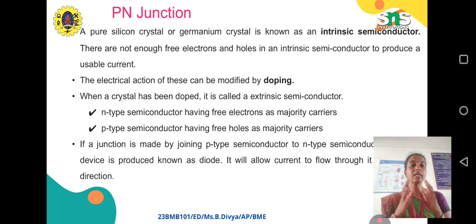If a junction is made by joining a P-type and an N-type semiconductor, we'll get a device called PN junction diode. The combination of P-type semiconductor and N-type semiconductor together forms a device called PN junction diode. It will allow the currents to pass through, and we will find the operation of how the PN junction will work.